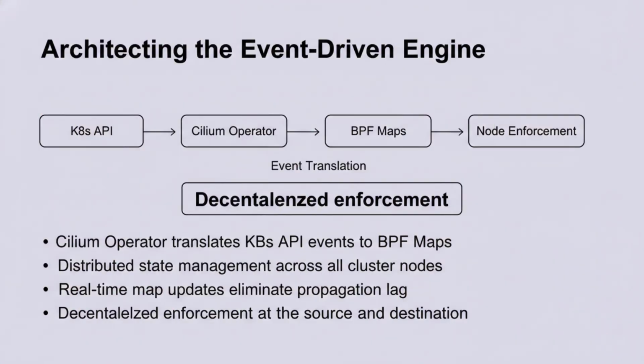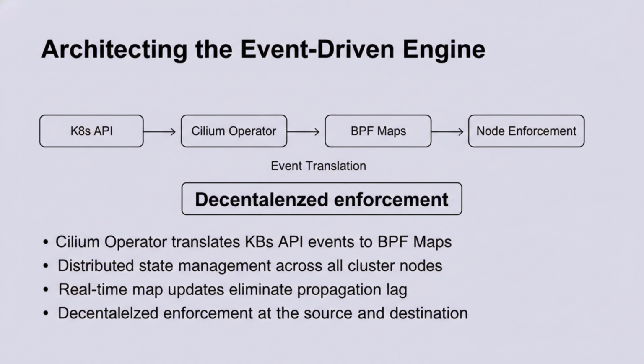We build the engine. It starts with the Cilium operator and agent. The operator watches the Kubernetes API for events, like a new namespace being created or a pod label changing. These events are translated into BPF maps. When a packet arrives at a node, the eBPF program performs a lookup in these maps. If the identity associated with the source IP has permission to talk to the destination identity, the packet is forwarded.